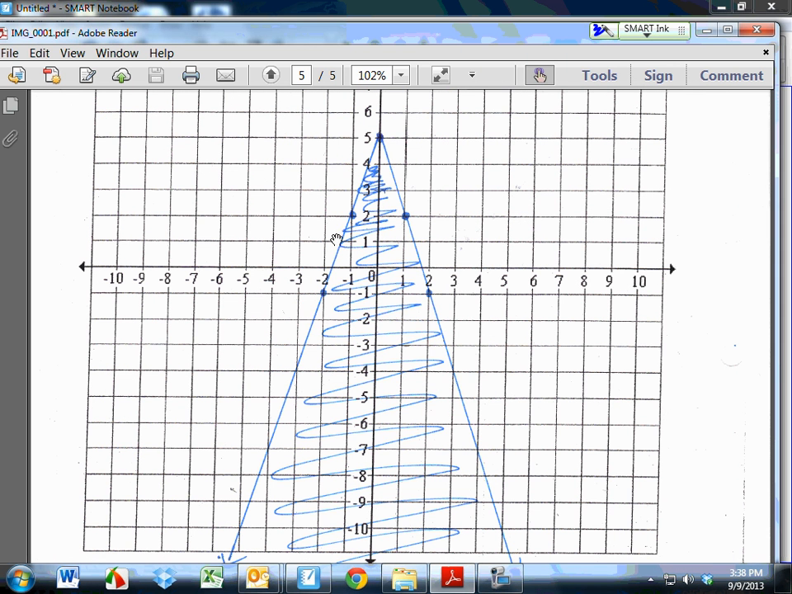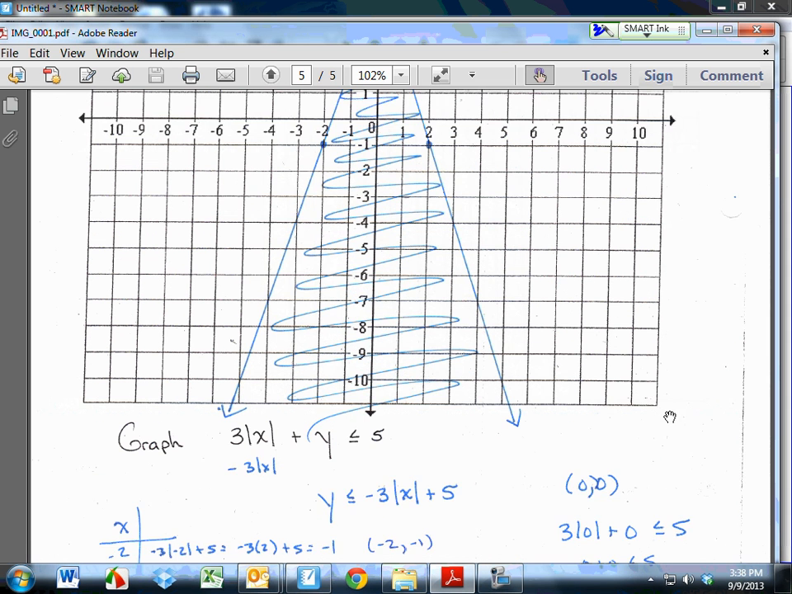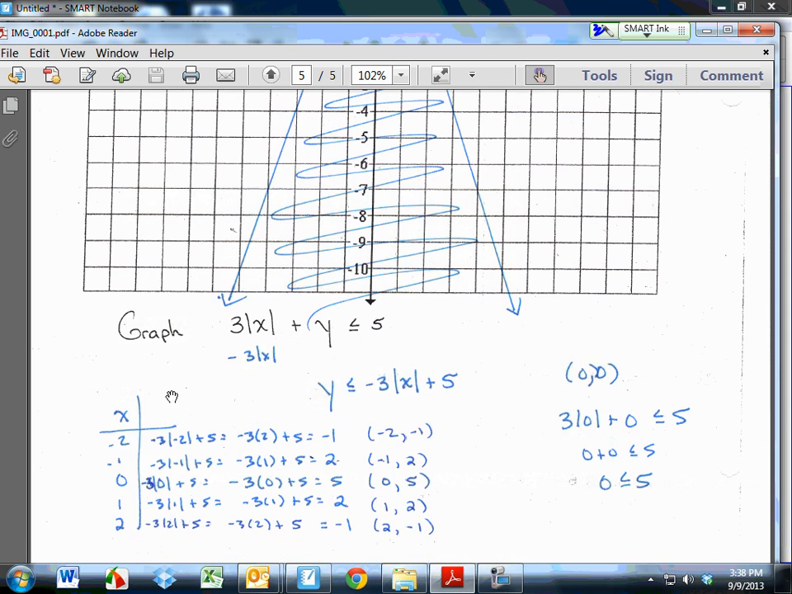So I chose, on the notes in the class, to test 0, 0, because it's just easy to plug in the numbers at 0, 0. And as long as the origin is not on your boundary line or boundary V, you can always use it. So I plugged in 0, 0, and I like to plug it into the original problem. So 3 times the absolute value of 0, plus 0 is less than or equal to 5.